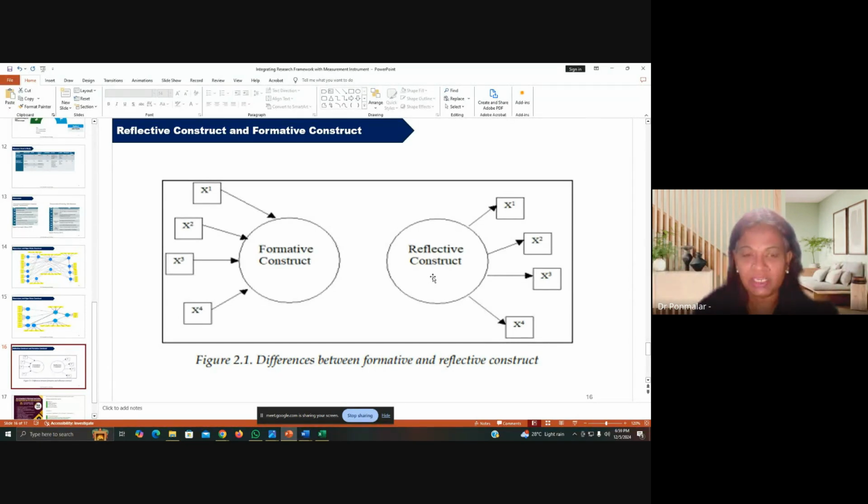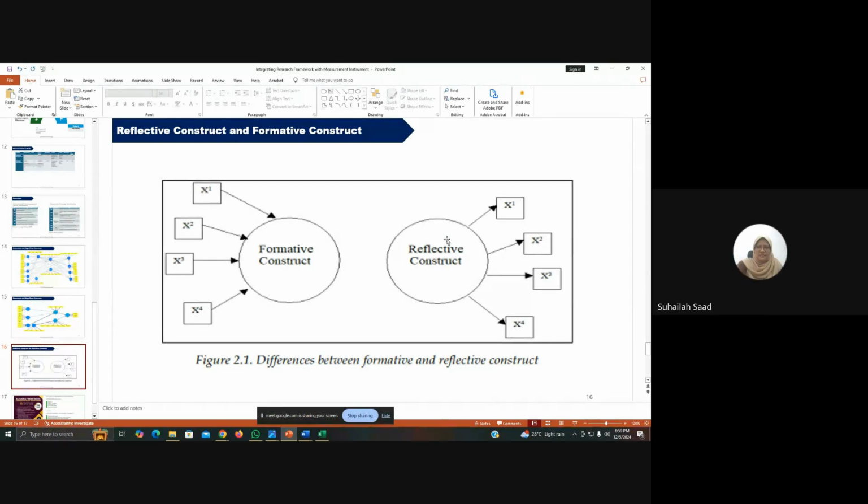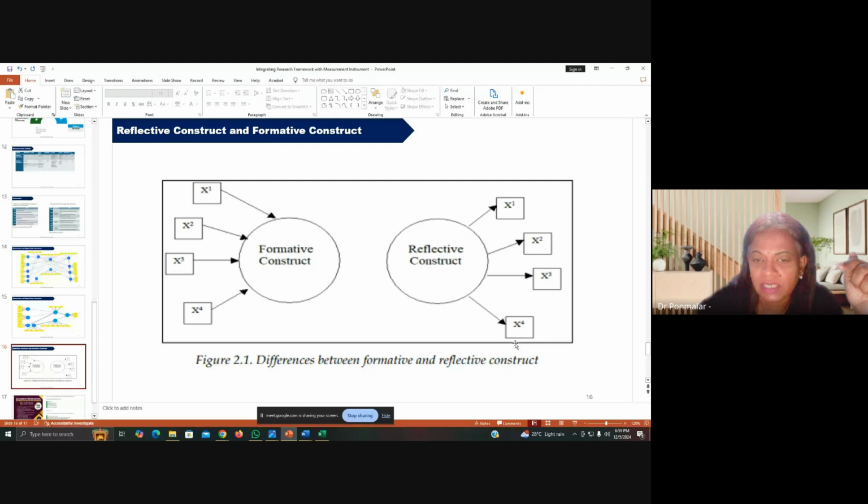But what will happen if the scale developed by the psychometrician is a formative construct? Formative construct means the items, when you draw it, the arrows are coming in. For formative and reflective, are the arrows the same? No. Reflective items, the arrow is going up. For formative, the arrow is coming in. This is very, very important, and it can destroy your chapter 4 analysis when you analyze them wrongly.